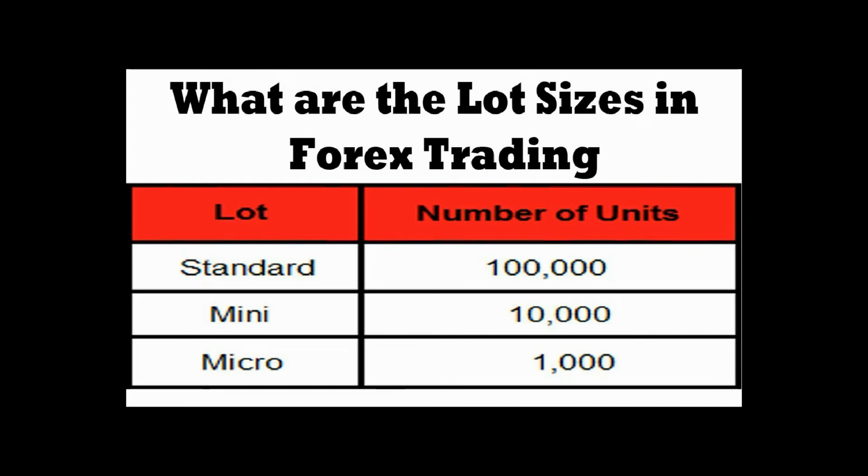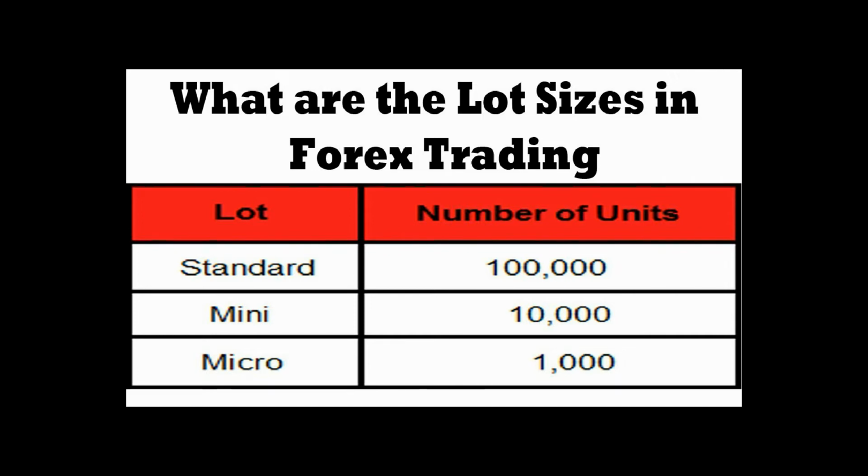Alright, so a lot is just a volume of currency. It's like kg, which is just the volume of mass. So lot sizes are just quantities of currency that you'll be trading or using in your trades and so on. Now for us, we use standard lots. Now one standard lot is equivalent to 100,000 units of currency.